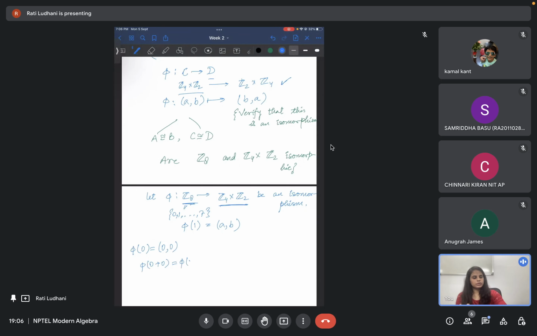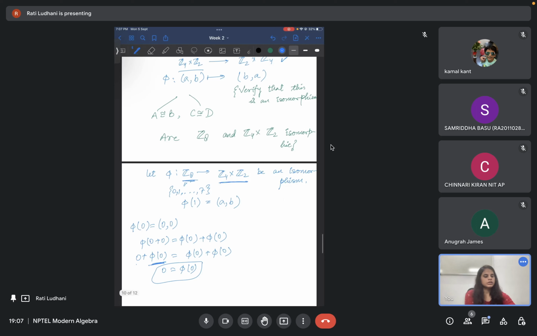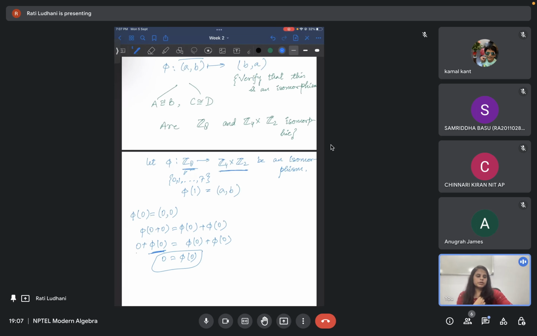So phi(0), you know that this is true. Here you will get phi(0), and here you will get phi(0) plus phi(0). And actually here you write identity plus that element, and then you just take the inverse of this. So you will just get this. So this is a way to prove it. So identity will always map to identity. For proving you can just take identity of G1 and identity of G2.